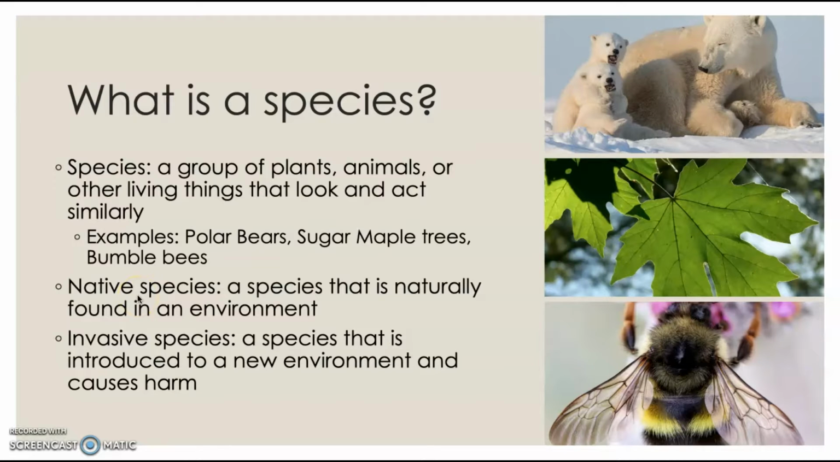To start off, what is a species? A species is a group of plants, animals, insects, or other living things that look and act similarly to each other. Some fun examples of species that you may know are polar bears, bumblebees, or even sugar maple trees. A native species is a group of plants, animals, insects, or other living things that is naturally found in an environment. This is different from an invasive species, which is a species that is introduced to a new environment and can cause harm.